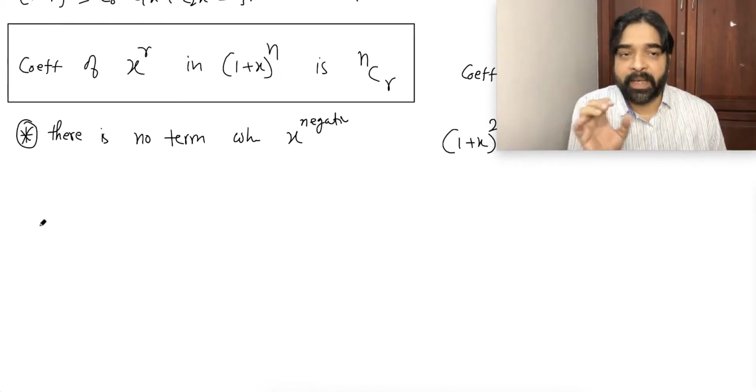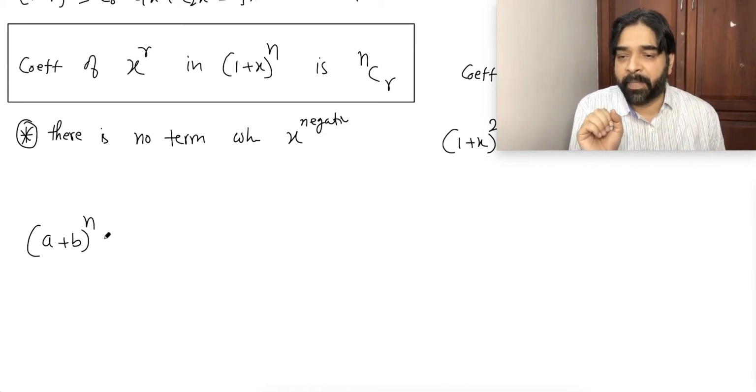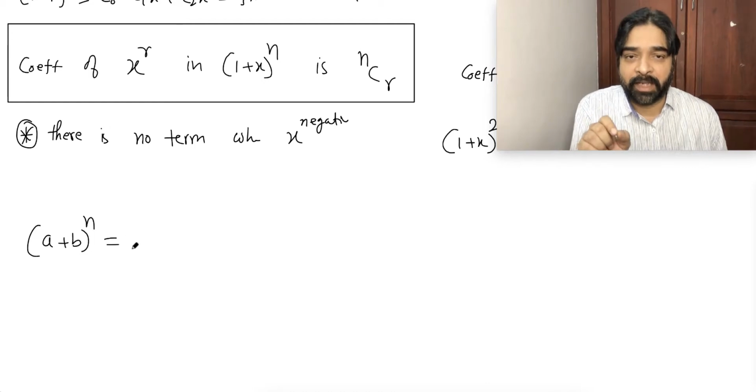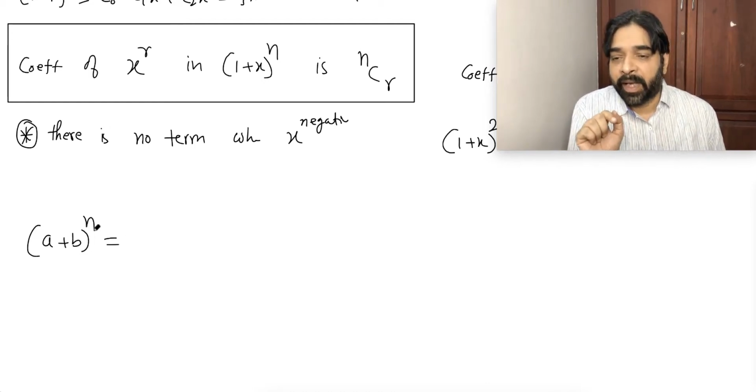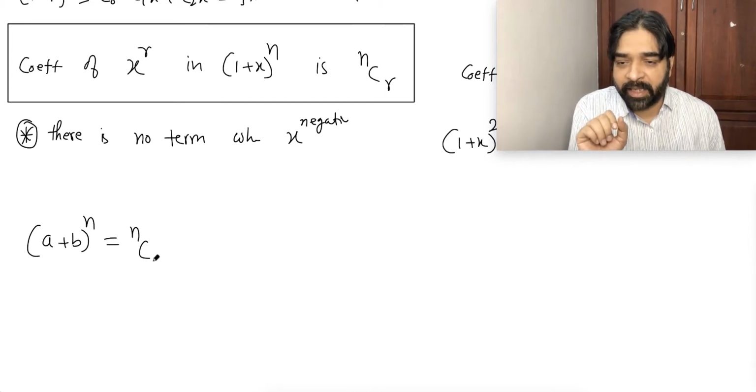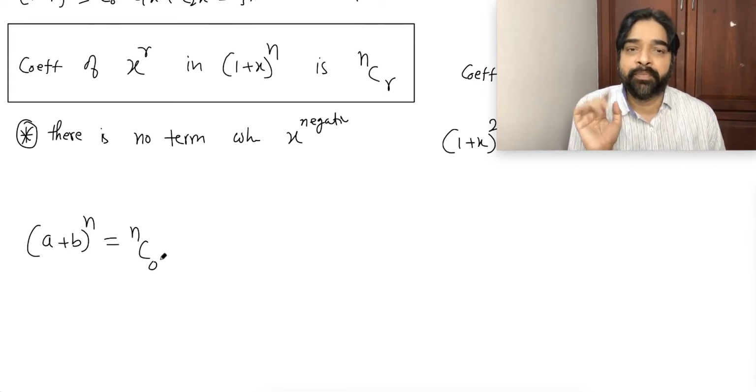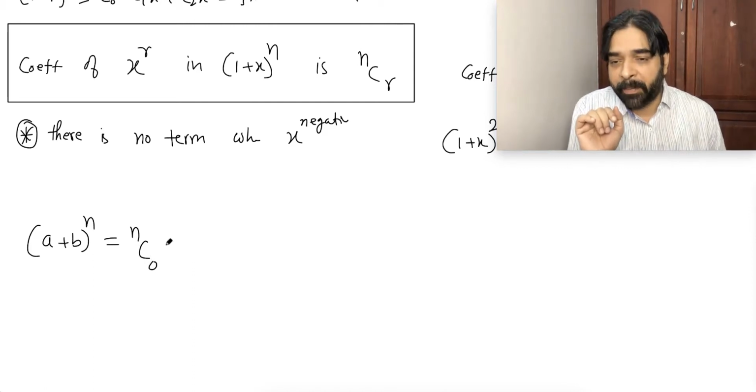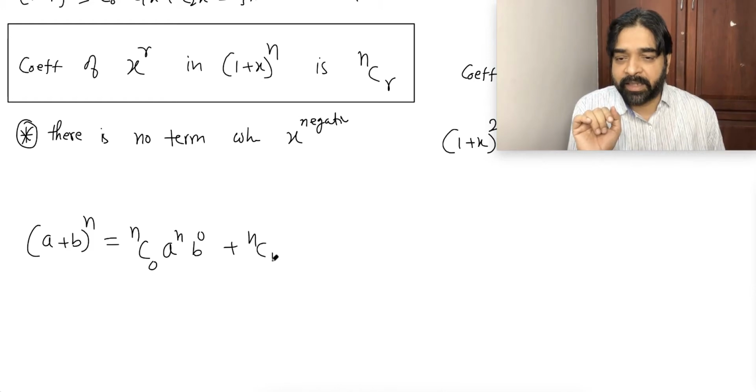Now, the actual formula you should also know. (a + b)^n, the actual binomial formula is this, which I am going to write now. How to remember, look this way. Always start with nC0. nC0, a^n, b^0, plus nC1, a^(n-1) into b.